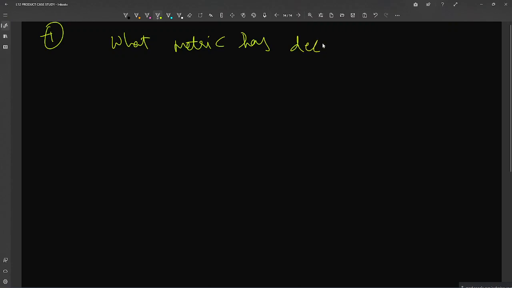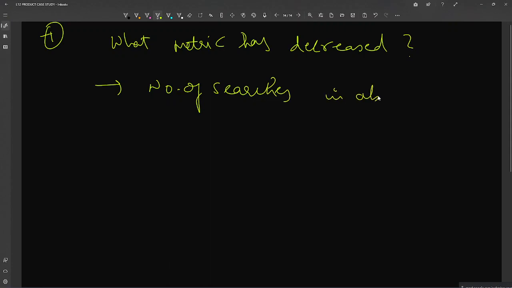I'm not saying no one has given me a good answer, but how you would have approached the question is something we need to work upon. That's why we are discussing it in the class. What metric has decreased? Is it the number of searches? There is a possibility. Number of searches in absolute terms has decreased.